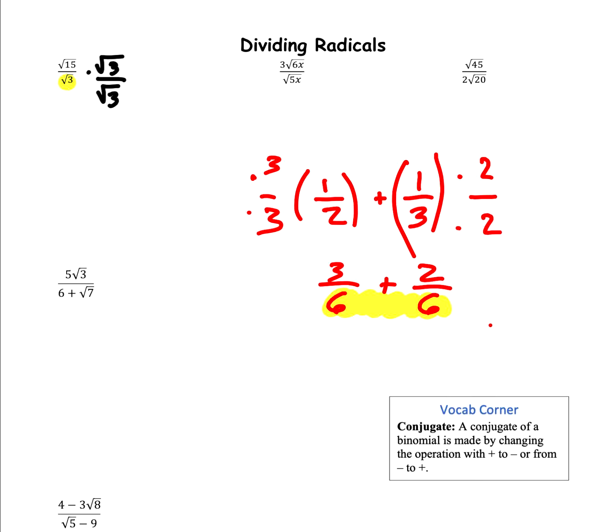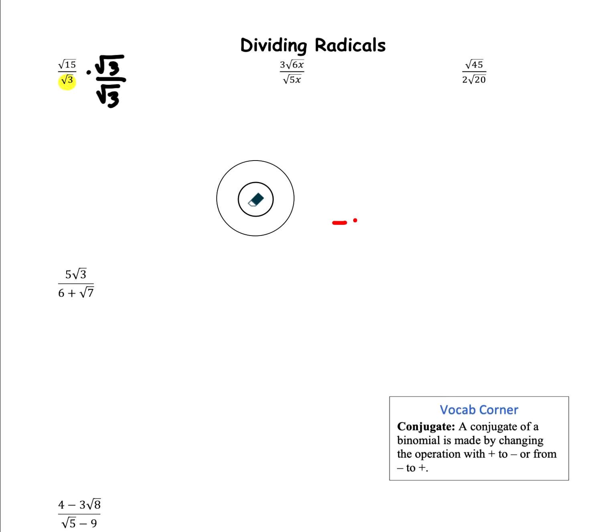And why were we able to multiply by 2 over 2 and still keep an equivalent fraction? Well, 2 over 2 is really just 1. So we're really multiplying by 1, which keeps the same number. So that's what we're doing up here. We're multiplying by radical 3 over radical 3. But radical 3 divided by radical 3 is really just 1. So we're actually not changing the number at all. We're just rewriting it so we have a rational denominator.